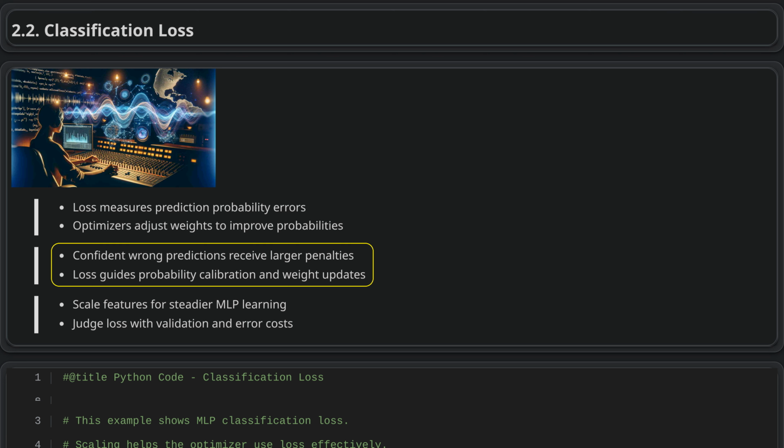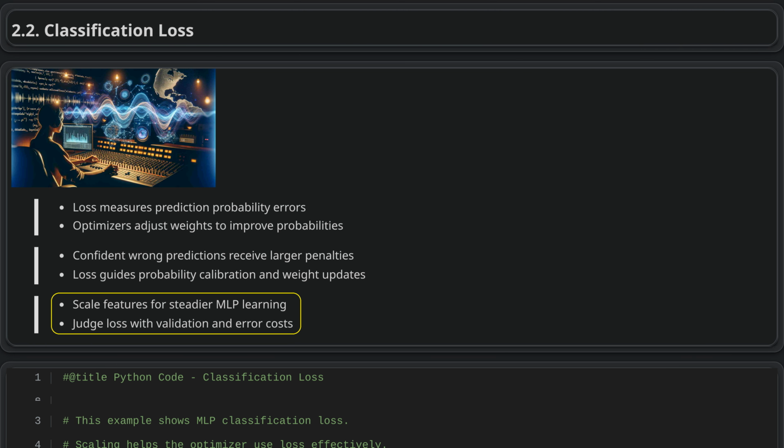In Scikit-Learn multilayer perceptron classifiers, the classification loss penalizes confident wrong predictions more than uncertain ones. This helps the model learn not just which class to choose, but how confident it should be. During training, each forward pass produces predicted probabilities, and the loss compares them with the true labels to guide weight updates through backpropagation.